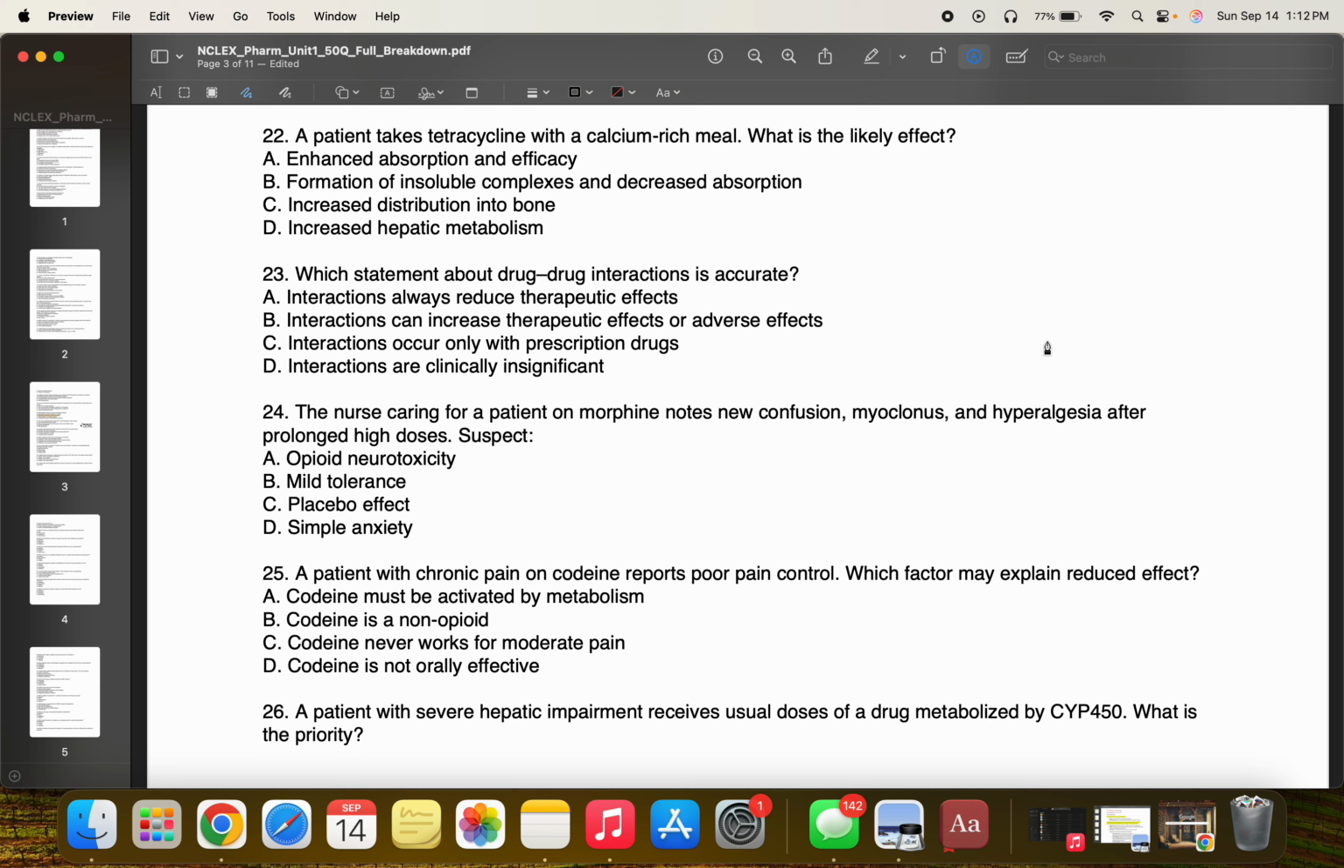So just going based off of these questions, I'm going to guess if you mix a tetracycline with calcium, they will interact in a way to form insoluble complexes. They'll come together, they'll be insoluble, and your body's not going to have a good time because it can't use that medicine anymore. I actually remember this. So B, yes, formation of insoluble complexes and decreased absorption. Okay, we're almost halfway through.